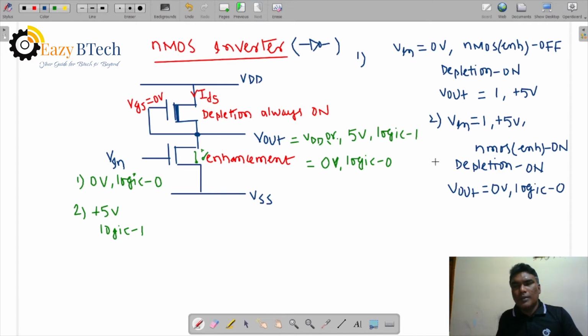So this is the representation. When you apply logic 0, output is 1. Logic 1, output is 0. So this is the circuit representation of an NMOS inverter. It is a basic inverter. So we can design other gates, like the CMOS inverter, and we can also represent a NAND gate and a NOR gate.